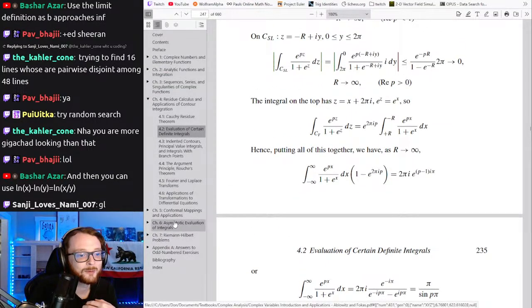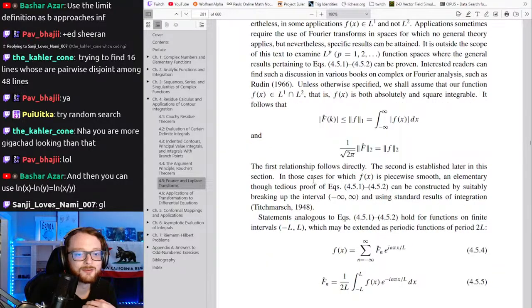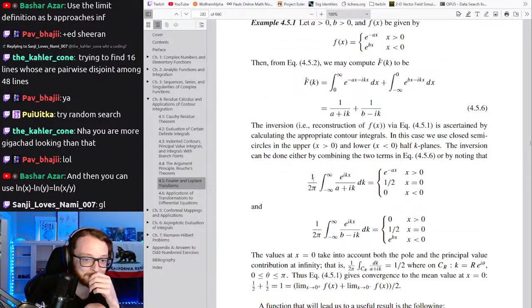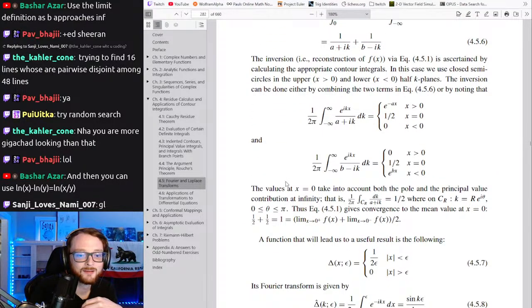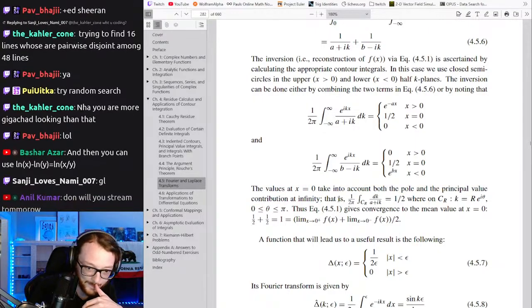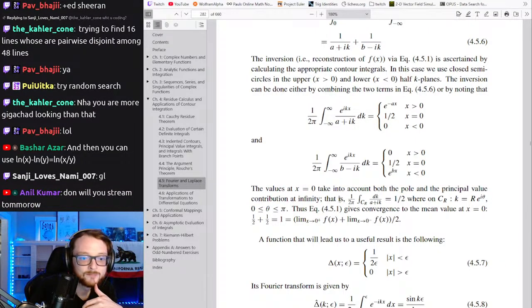Where was this from? Fourier. The values at x equals 0 take into account both the pole and the principal value contribution at infinity. Wait, what? Why do you need a contour for that?